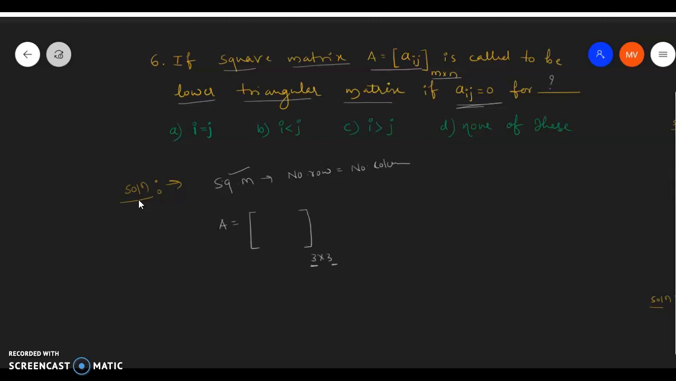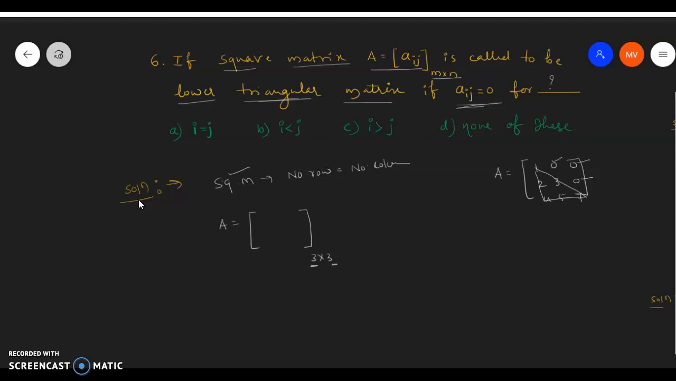So row and column will be the same. Since it is a lower triangular matrix, let us suppose I take A as 1 0 0, 2 3 0, 4 5 7. Let us take 1 3 7 as the diagonal, and the lower part entries are present. Only the upper entries are 0. So this will be lower triangular: lower entries are present, upper entries are 0.